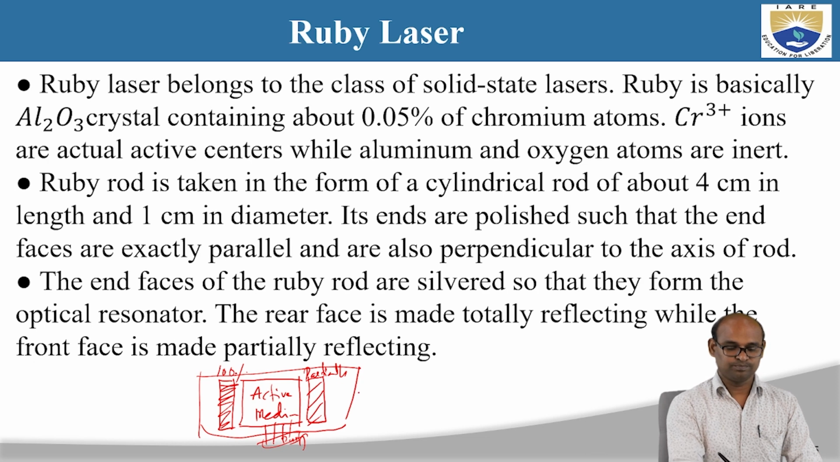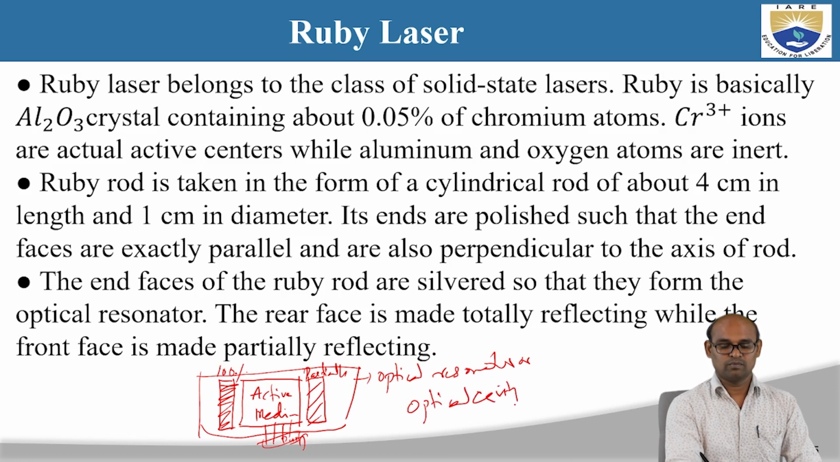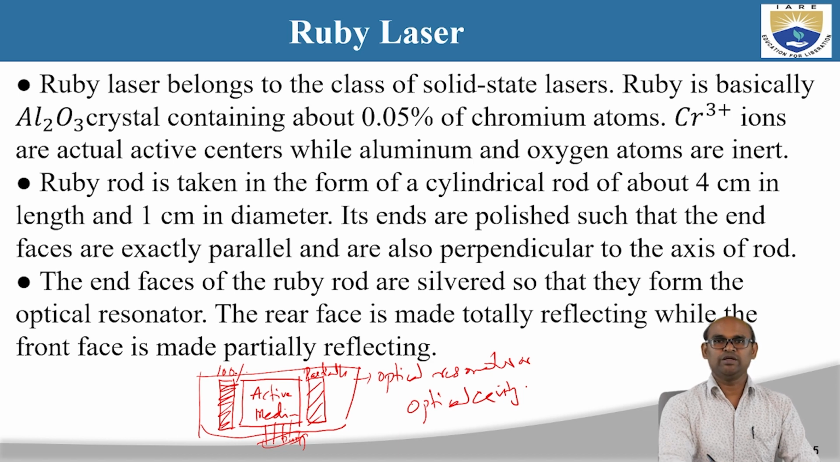This is called the optical resonator or optical cavity. It is a very important device which we need to obtain lasing action or output laser. The optical resonator contains two mirrors, of which the front one is a partially reflecting mirror and the back one is a 100% reflecting mirror, and in between these two mirrors there is the active medium. This active medium is connected to a pump.